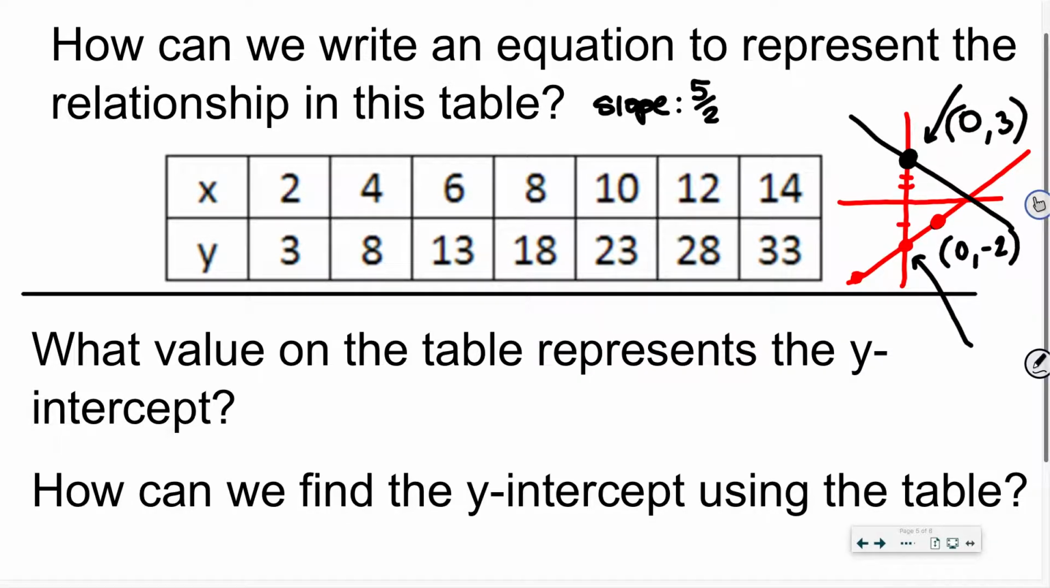So I know that if my y-intercept is always on the y-axis, any coordinates that are on the y-axis always have an x of 0. So where would I need to look on my table to find my y-intercept? Where x is 0. Is that on my table right now? No. Can I find it? If x was 0, what would y be?